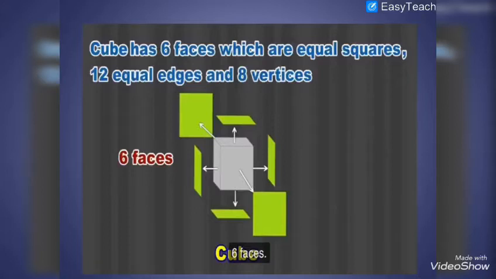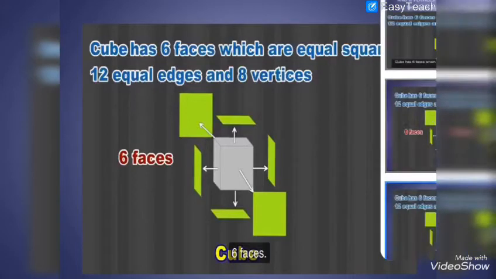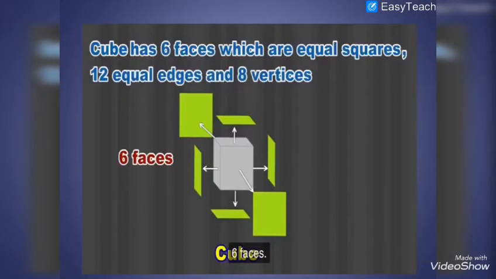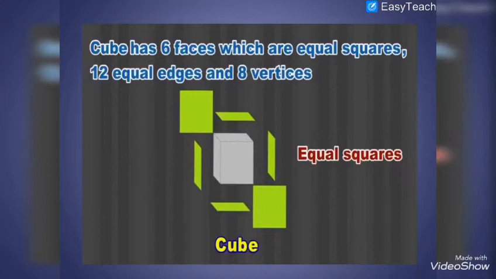How are there 6 faces? 1, 2, 3, 4, 5, 6. So students, in this way a cube has 6 faces. If you have an example like a dice, you can calculate the faces by counting on the dice. Now, the cube has 6 faces which are equal squares, 12 equal edges and 8 vertices.